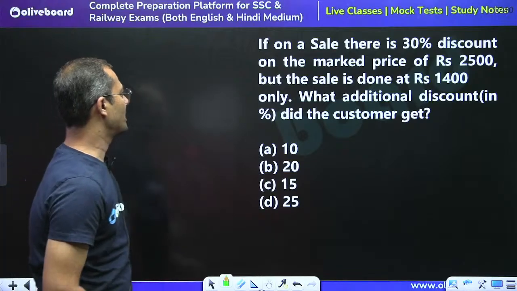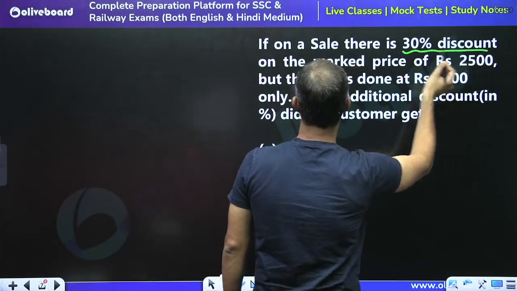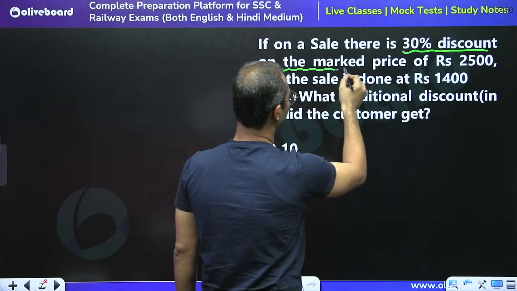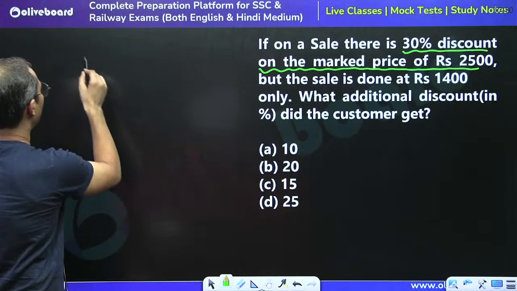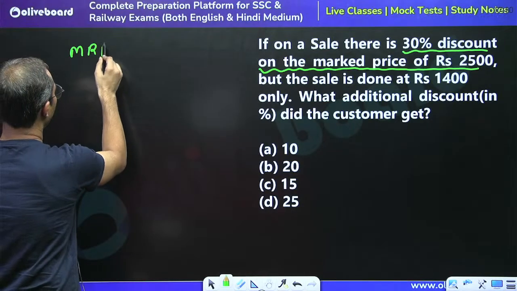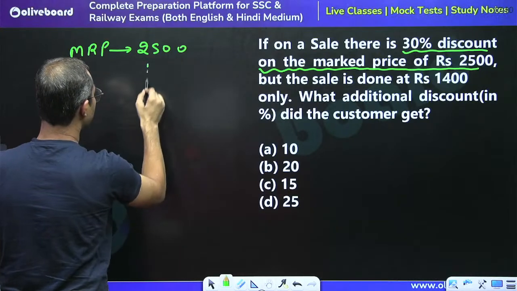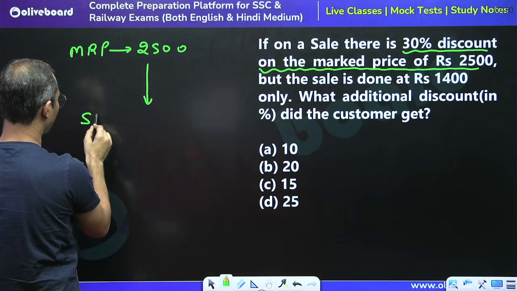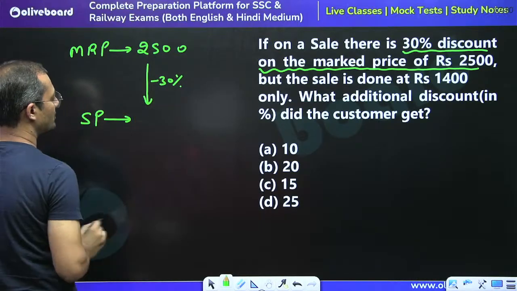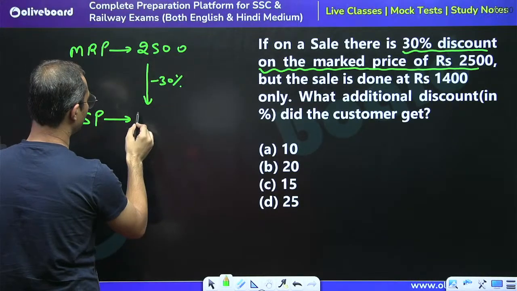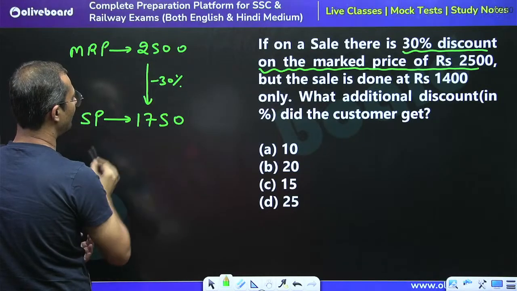See, the question is saying that on a sale there is a 30% discount. Normally on a sale, the 30% discount is given on MRP. If 30% discount is given on MRP, and the MRP is 2500, it means the selling price is 70% of this directly. So what would be the 70% of this? It must be equal to 1750.